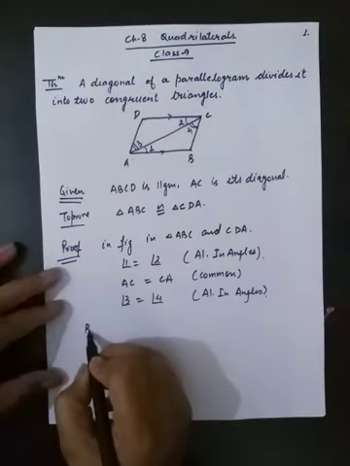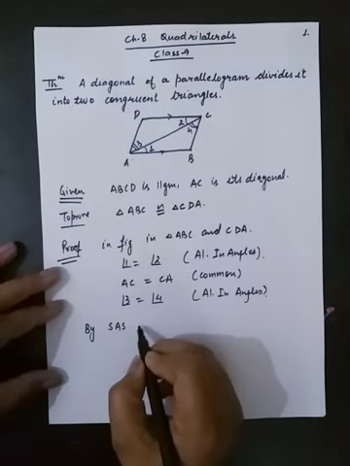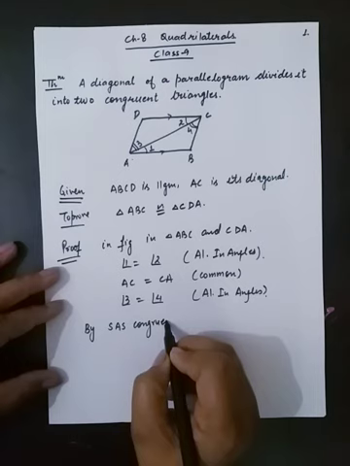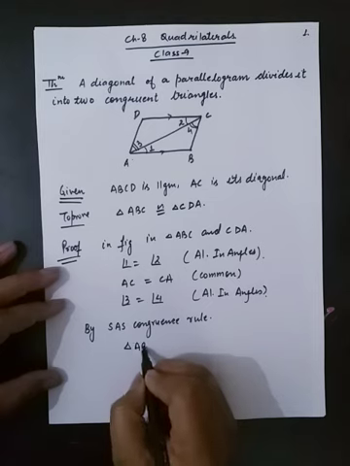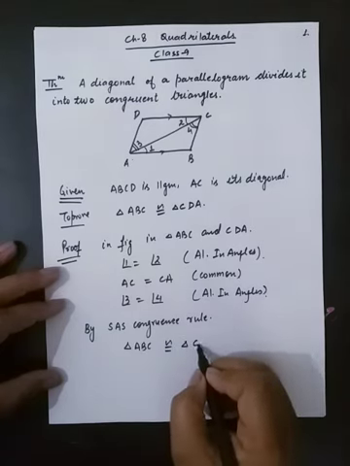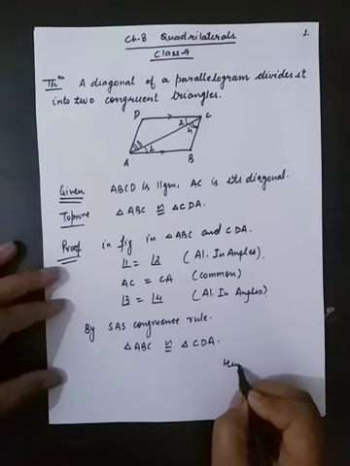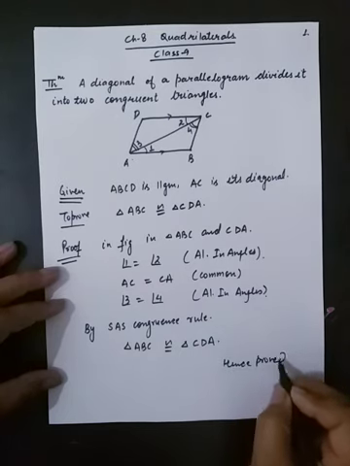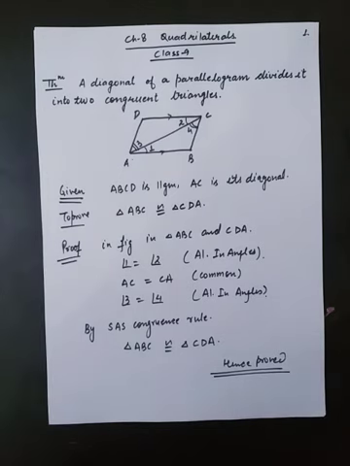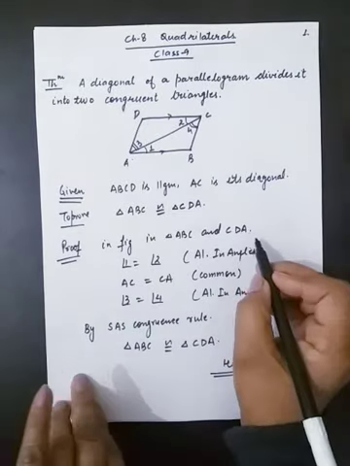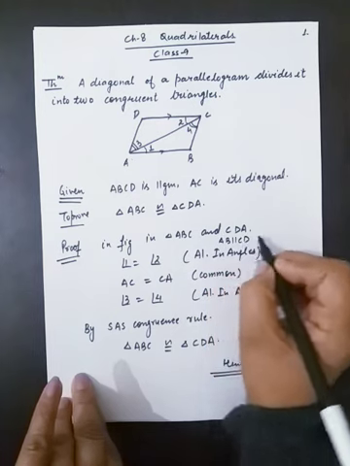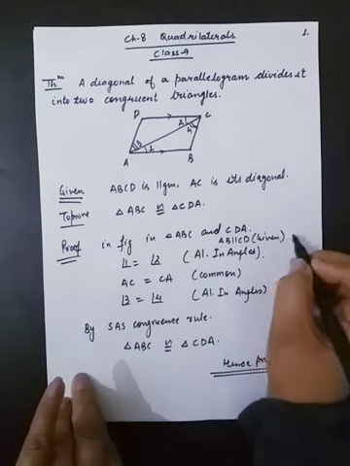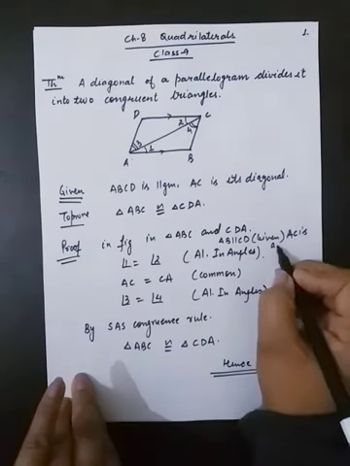So we can say by side angle side congruency rule, triangle ABC is congruent to triangle CDA. Hence proved. Similarly, we can prove for the another diagonal BD. Here you can add one more thing. In these triangles, AB is parallel to CD. This is given because ABCD is a parallelogram and AC is a transversal.